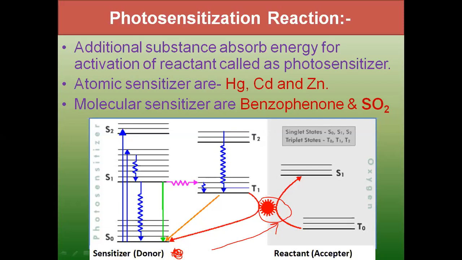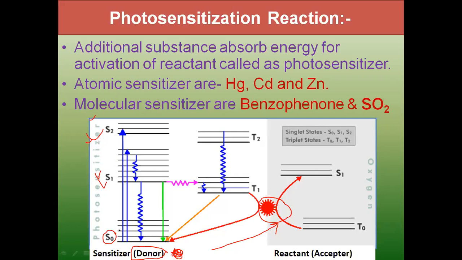Okay, so what happens: it gets excited due to absorption of energy from a singlet energy level to S1, S2. So these are the different excitation energy levels. That energy level depends upon how much energy is absorbed by the donor. How much excitation happens depends on how much energy it absorbs, meaning which level it will go to, 1, 2, or 3. So that depends on the absorption of light by the donor or sensitizer.